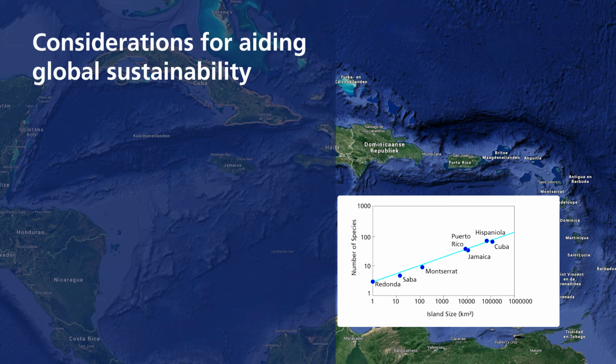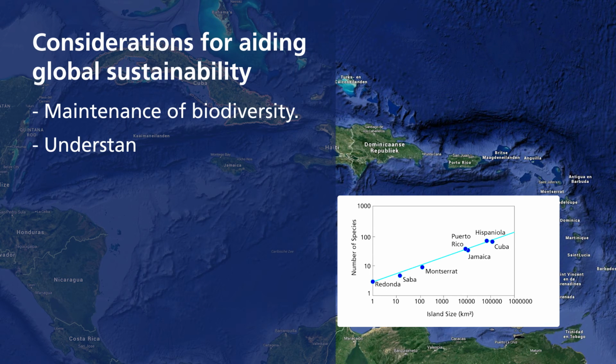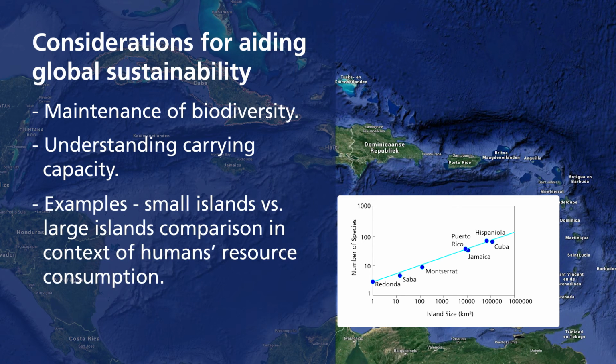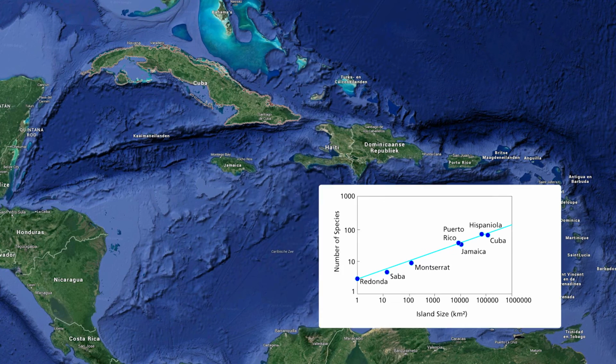One of the considerations for aiding global sustainability, which we have not talked about yet, is the maintenance of biodiversity and understanding carrying capacity. An example is the picture on the right, a chart of a small island versus a large island and the amount of human resource consumption.